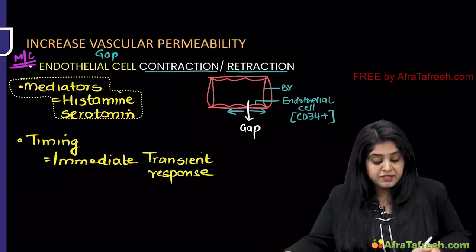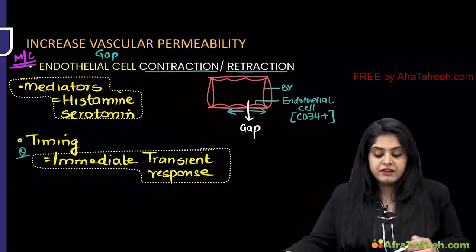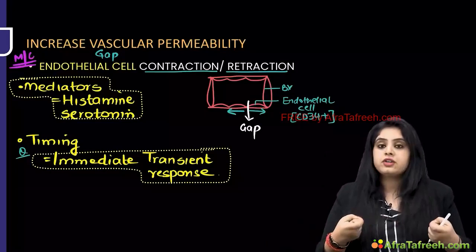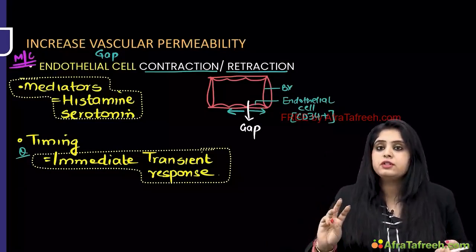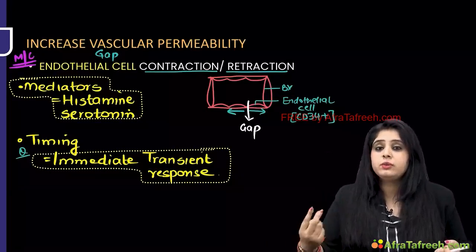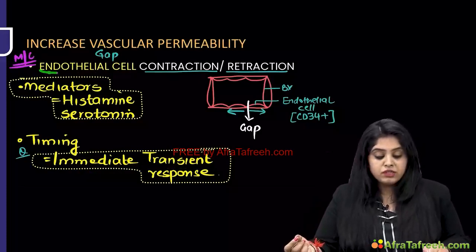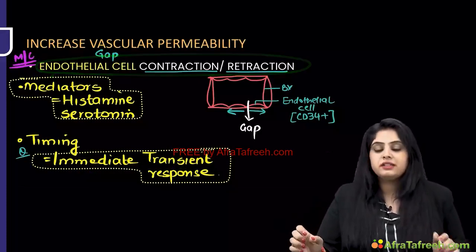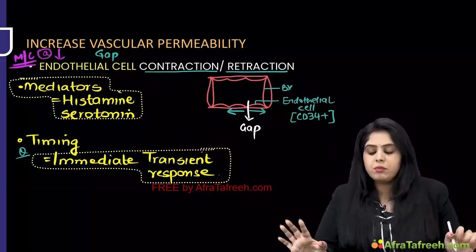It's going to happen very quickly, and that's a PYQ again that you guys have. Repeating. What is going to happen? Endothelial cell contraction or retraction will happen. Question 2, who does it? Cousin brothers, histamine, serotonin. Question 3, what is the timing? Quick, immediate and transient response. But this is not the only mechanism. There are 4-5 mechanisms that I'm going to tell you for increased vascular permeability. This is the first and the most common one.